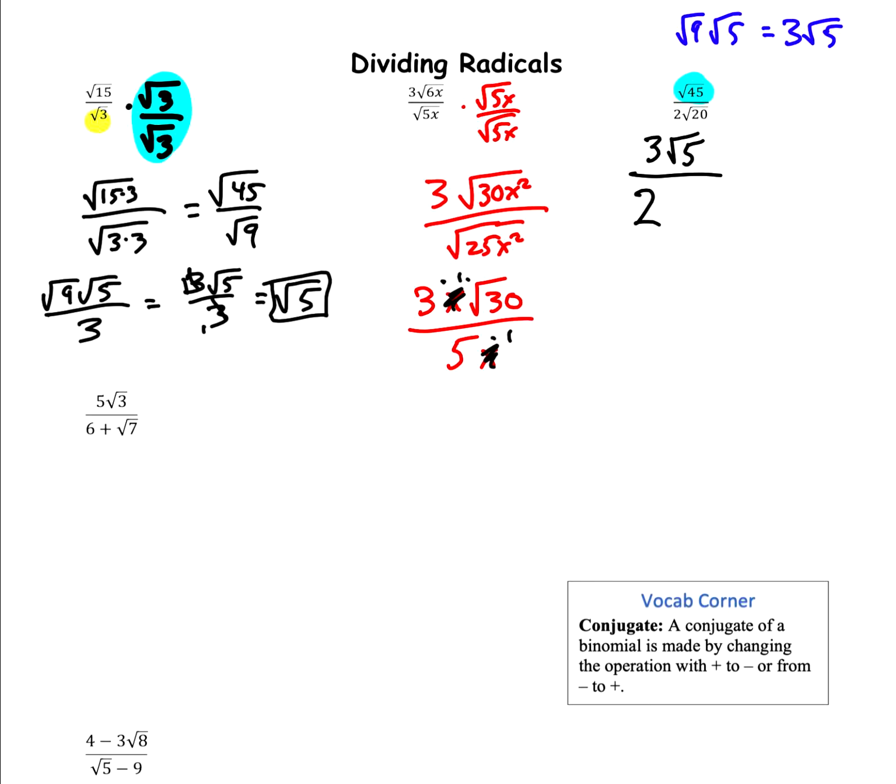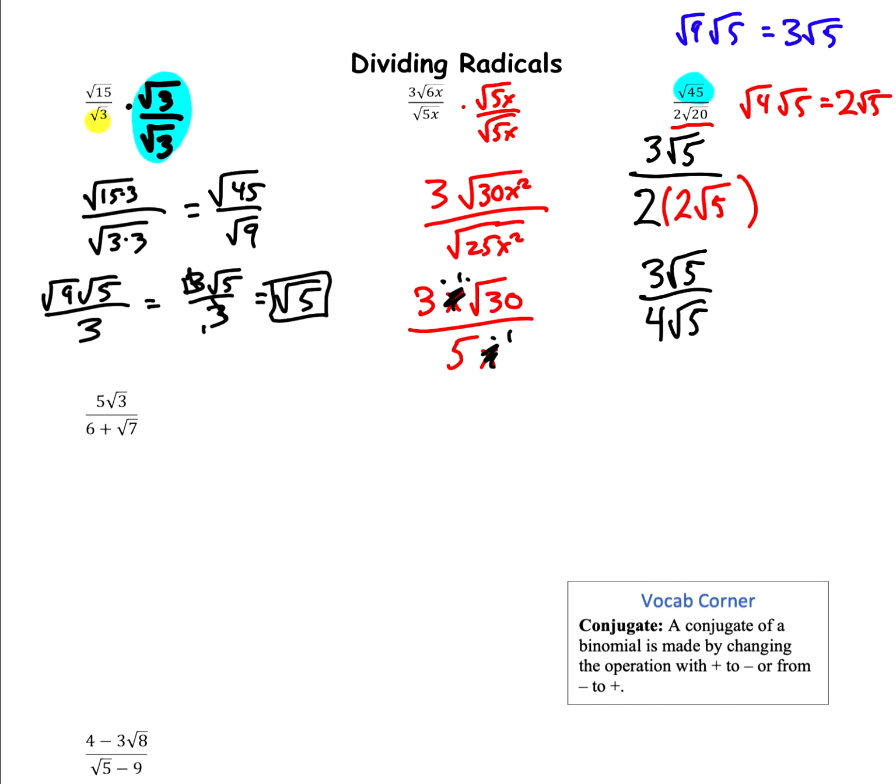And I'm going to simplify the 2 radical 20, or I guess we really just need to do the radical 20 here. So radical 20 would be radical 4 radical 5, which is 2 radical 5. So that's what I'm going to plug in now instead of radical 20. Continue to simplify that denominator a little bit. So the numerator doesn't change. It's 3 radical 5 over 2 times 2, 4 radical 5.